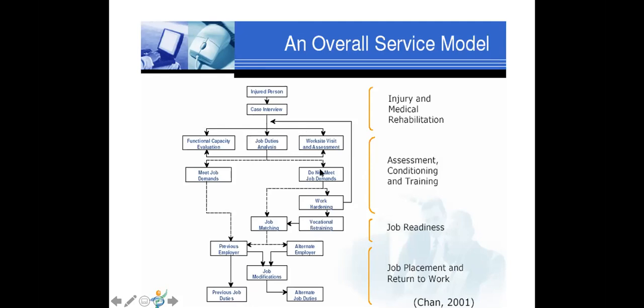Kalau tak sesuai, do not meet the job demand, you have to do work hardening. Kalau sampai masa dah buat work hardening ni, you check balik dia sesuai, dia boleh return balik dia punya previous employer. Kalau tak boleh, you kena buat vocational training yang baru, kena buat job matching yang sesuai untuk dia, dan dia kembali sama ada di previous employer ataupun perlu modification ataupun alternate job duties.